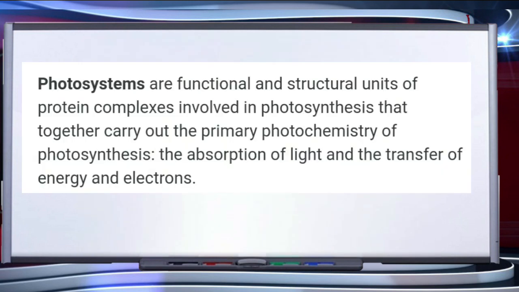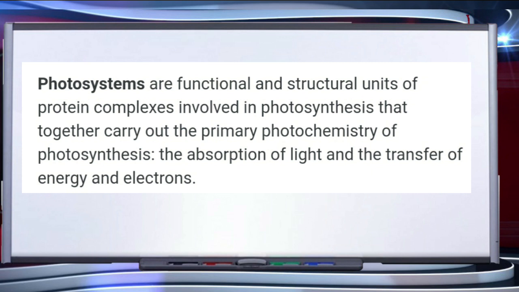The pigments are organized in the thylakoid membranes into light harvesting complexes within the photosystems. We call them photosystem 1 and photosystem 2. Let's understand what photosystems are.